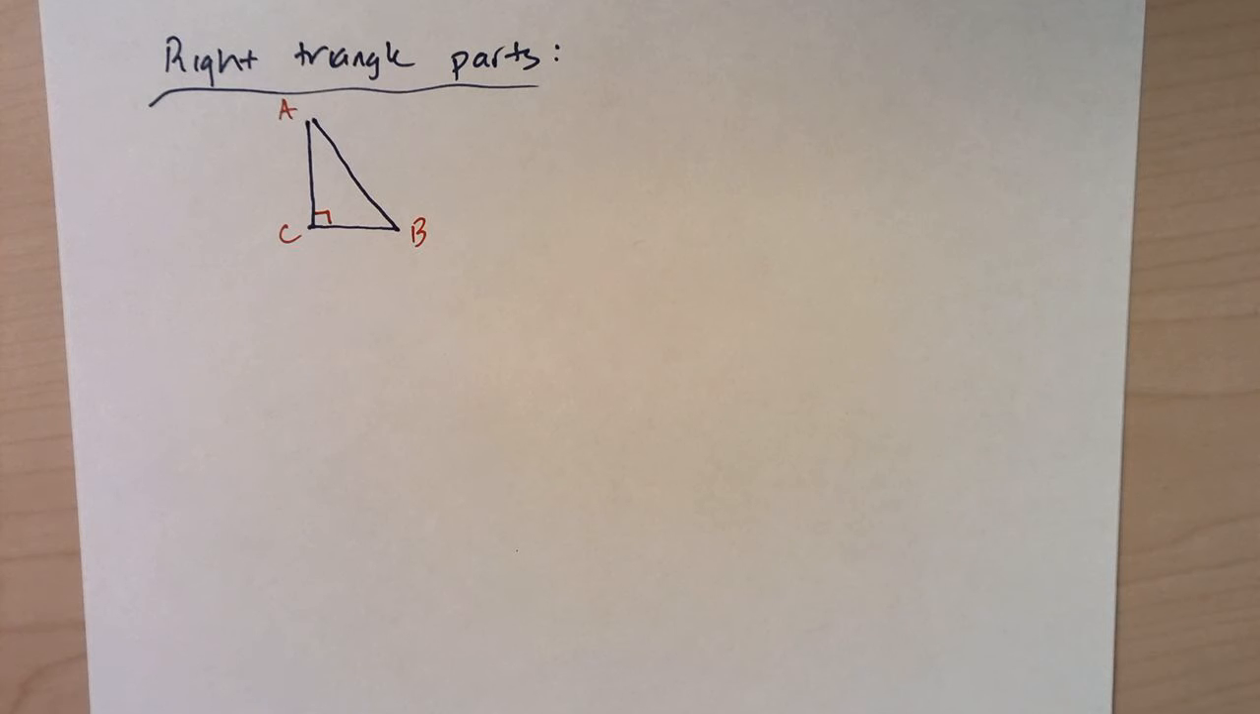Before we go over another way or another theorem to show that two triangles are congruent, we need to review a couple of parts of right triangles. So you have a right triangle, which definitely has a right angle, in this case, angle C, and then the different parts of the right triangle.